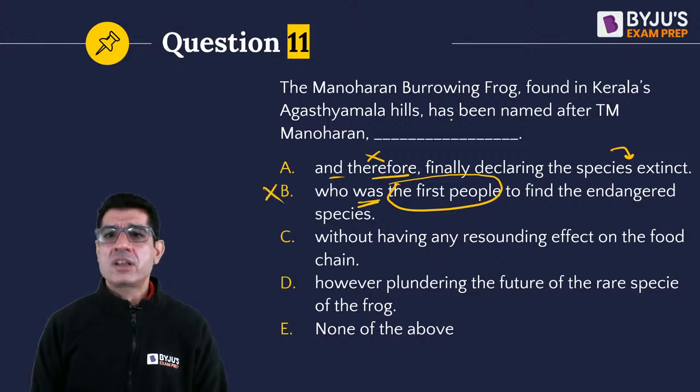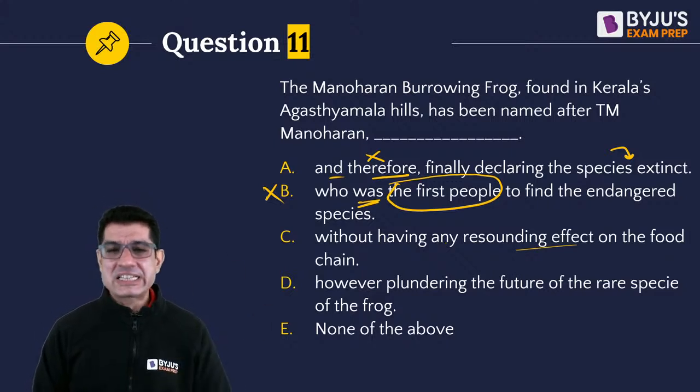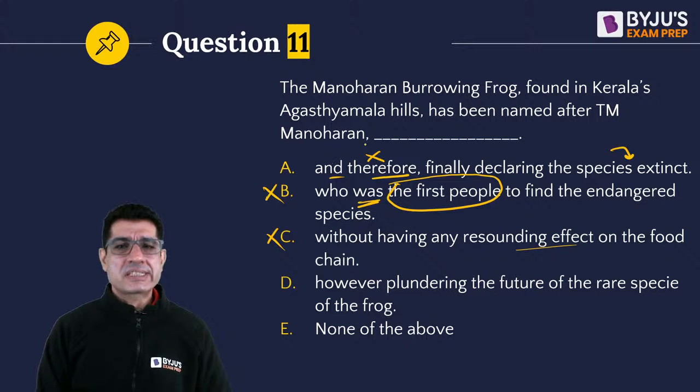The Manoharan burrowing frog has been named after T.M. Manoharan without having any resounding effect on the food chain. How are they logically connected? So let's eliminate. However, plundering the future of the rare species of the frog. Now you notice there is a comma here. Now why am I talking about this?